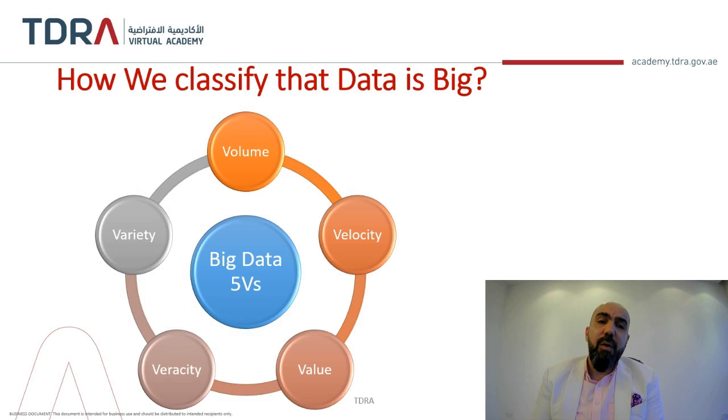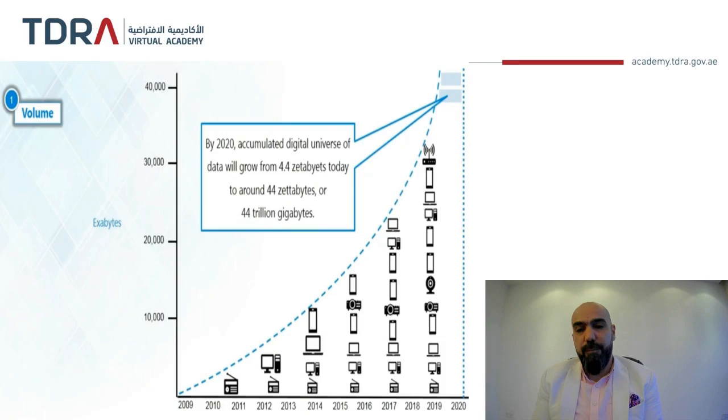So here are our topics. First of all, how can we classify that the data is big? We can classify it by 5 factors or 5 types: volume, which is the size of the data, velocity, variety, value, and veracity. Each of these we have to talk about and explain. Let's start with the volume.